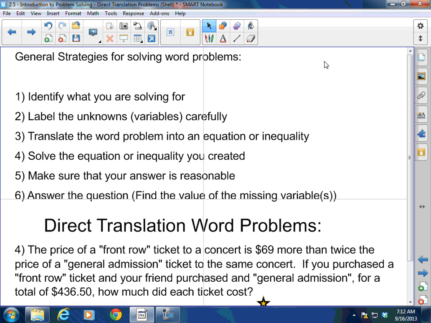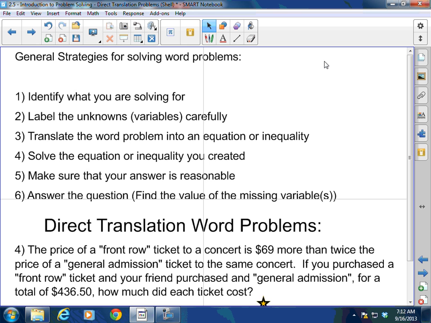And last but not least, answer the question. Find the value of the missing variables. Sometimes you set up an equation and you have to solve for x, and let's say x is 9. But then you have to plug that x back into an expression in a table that you made. And that would be your final answer. So make sure you answer the question, please.